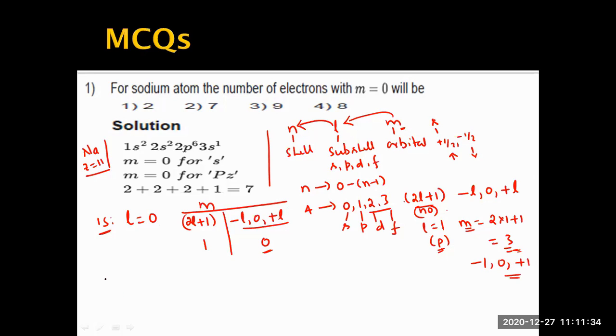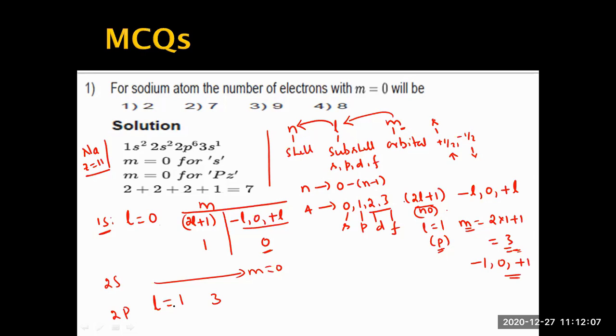Similarly, for 2s, 3s, or any s orbital, m can be 0. So you need to count the electrons present in s orbitals for this question. Also for the 2p subshell, the L value is 1. How many m values are possible? As I just told, 2 into 1 plus 1, 3 values are possible.